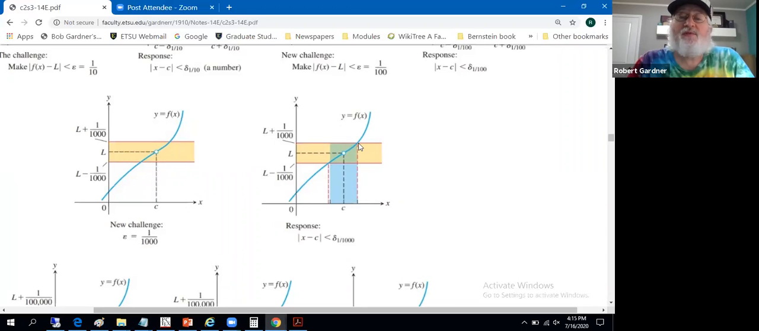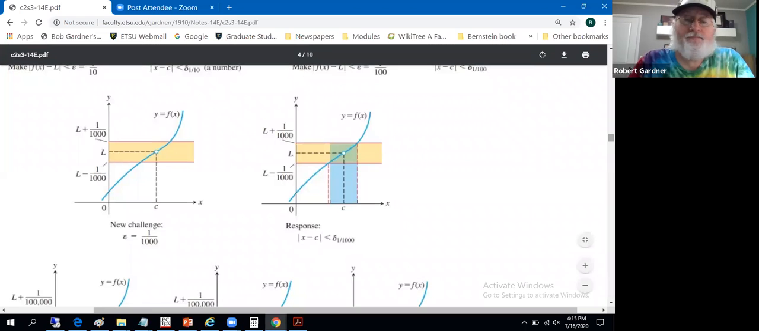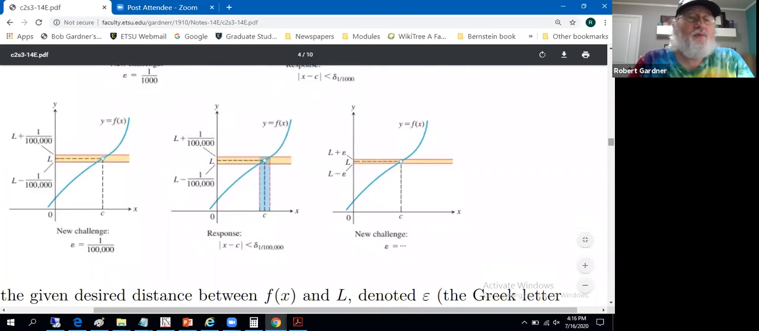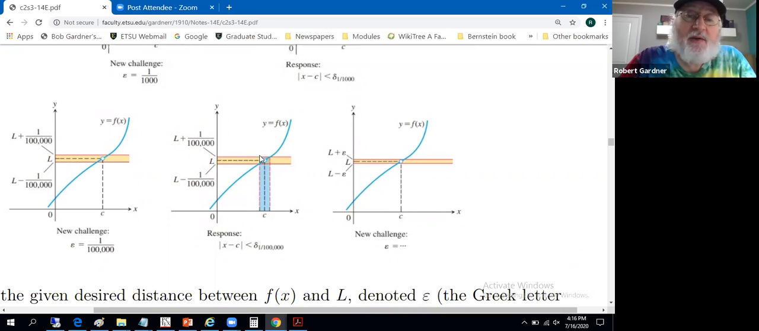But we can go this far to the right, the distance from C to this parameter here, that'd be delta sub 1/1000th. And you go the same distance to the left, and you're good. 1/100,000th, same picture. The yellow strip is narrower, correspondingly the blue strip is narrower, and the little bitty green box is smaller. Hey, look at that. That little bitty green box is closing in around a point.